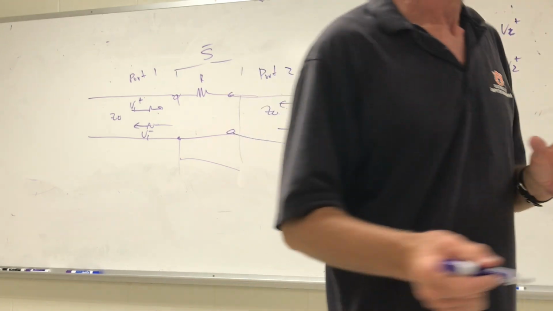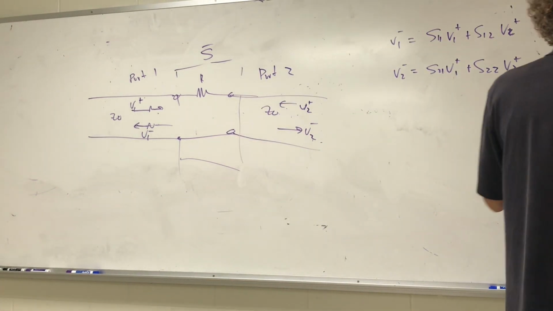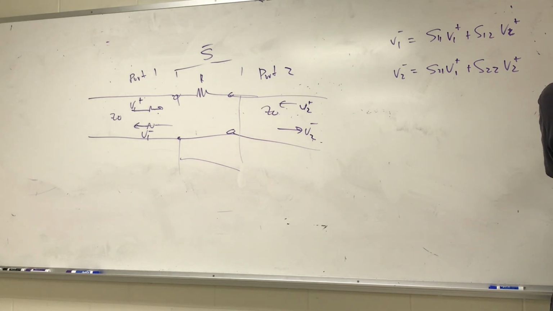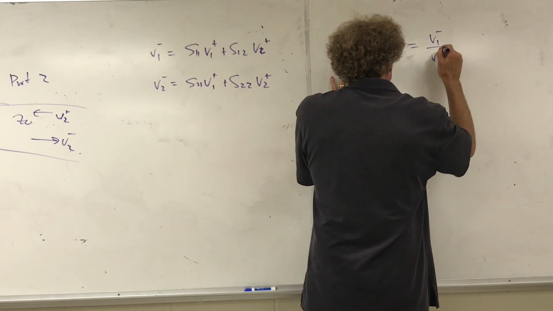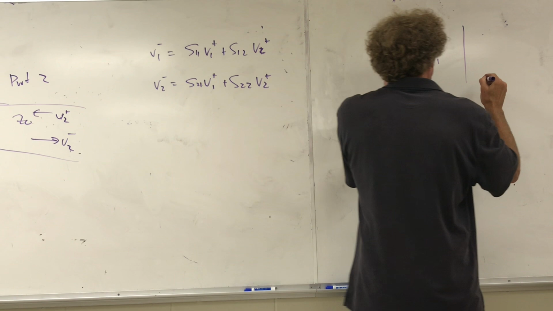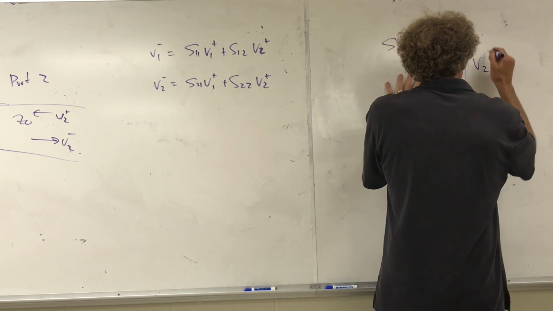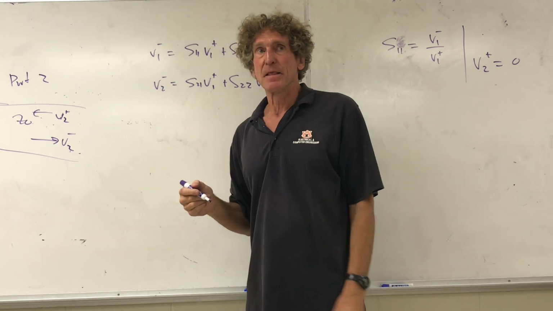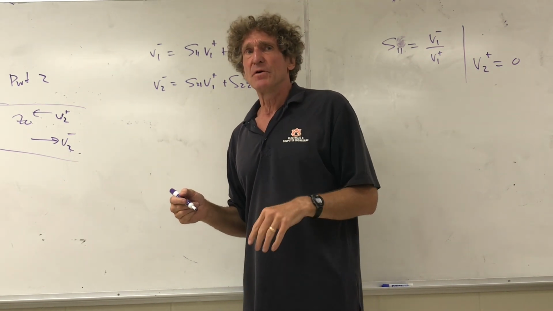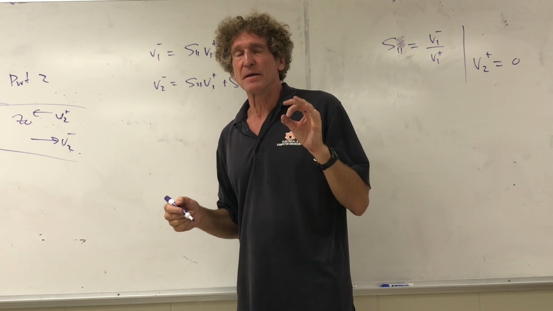Now, when you want S11, S sub 11, that's equal to V1 minus over V1 plus, with V2 plus equals 0. Let me tell you what that means in a simple sense. So what does V2 plus equals 0 really mean?